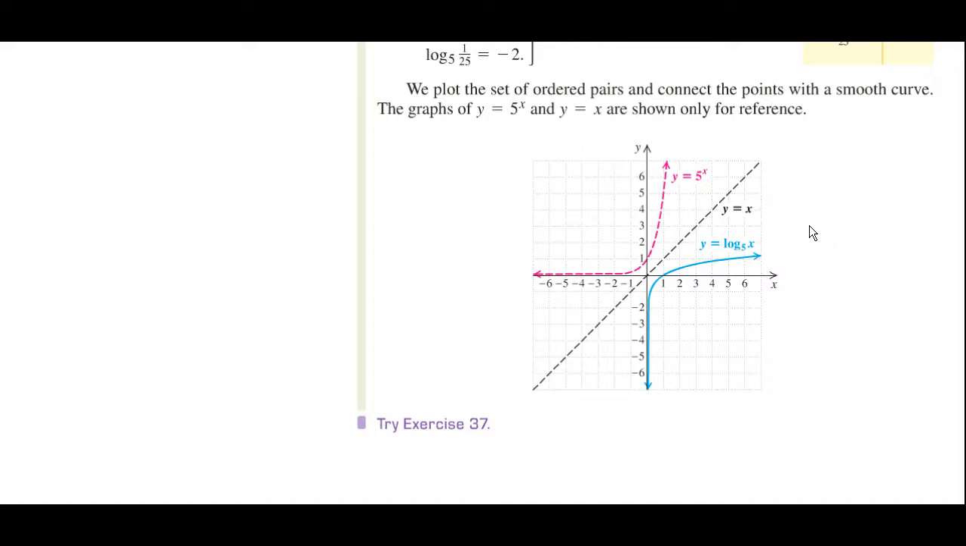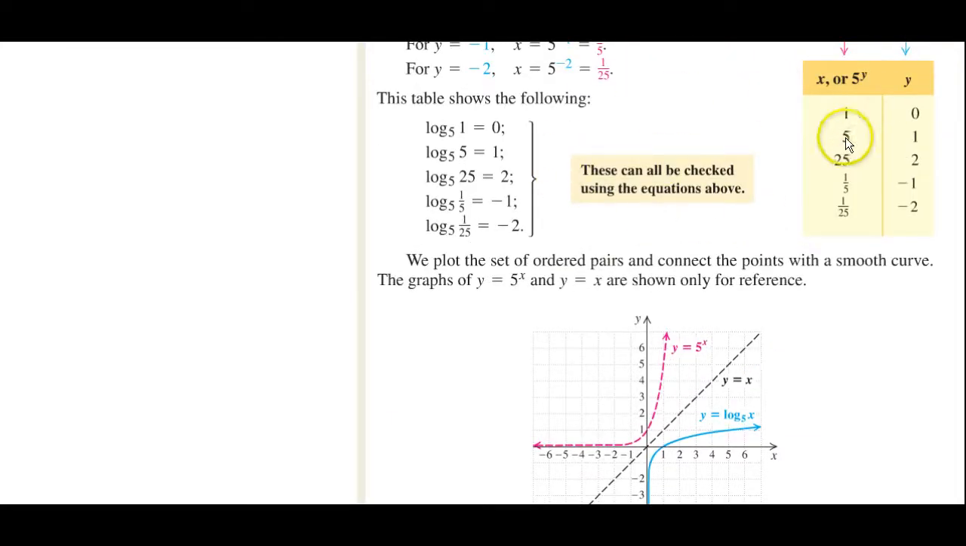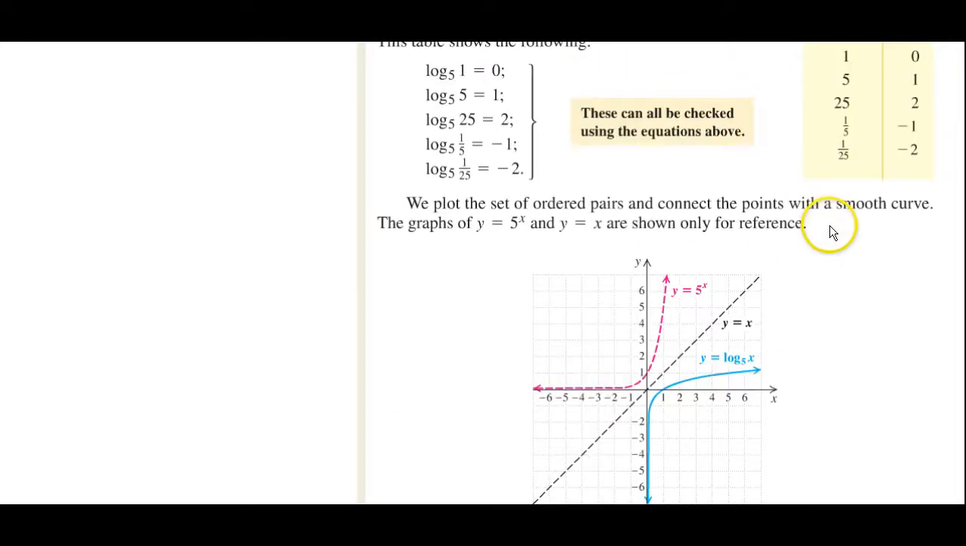Now, in most cases, when you do your practice, the graphs will be made for you and you just have to pick things out. But you need to know where your points came from.